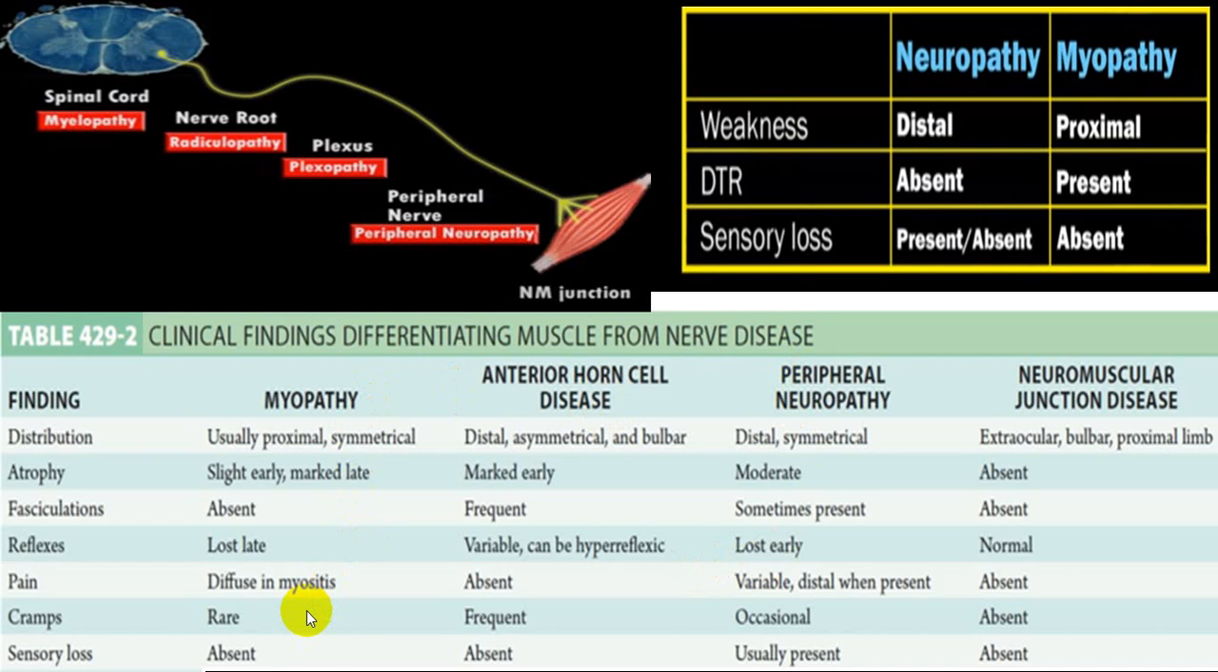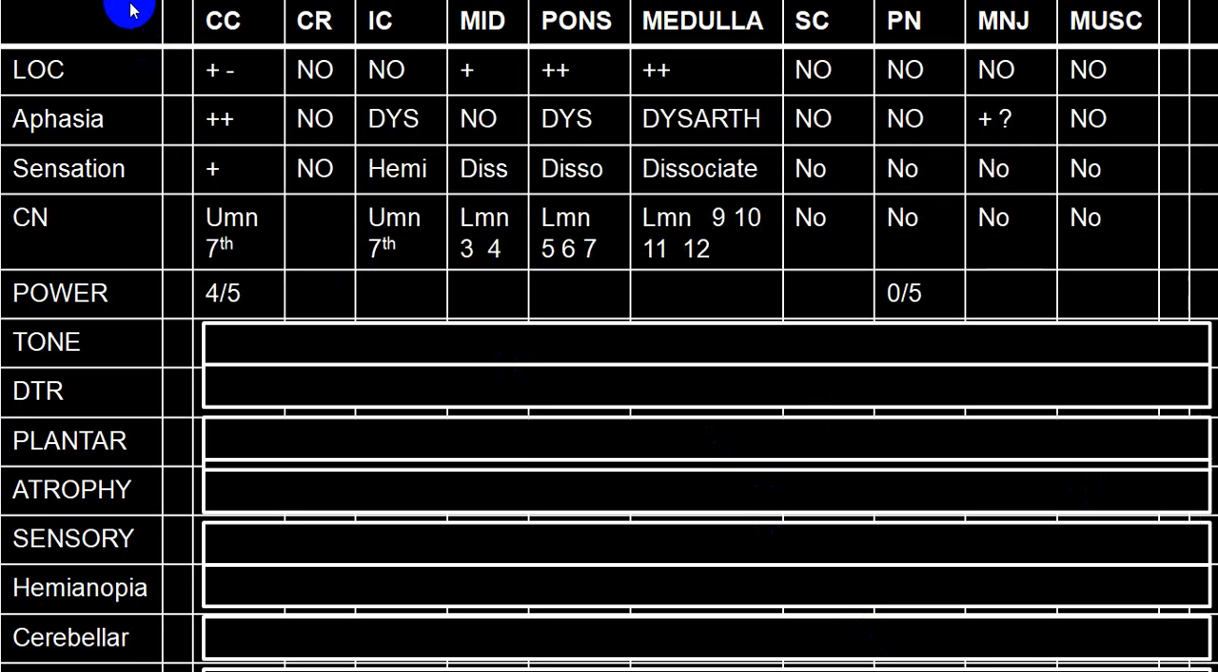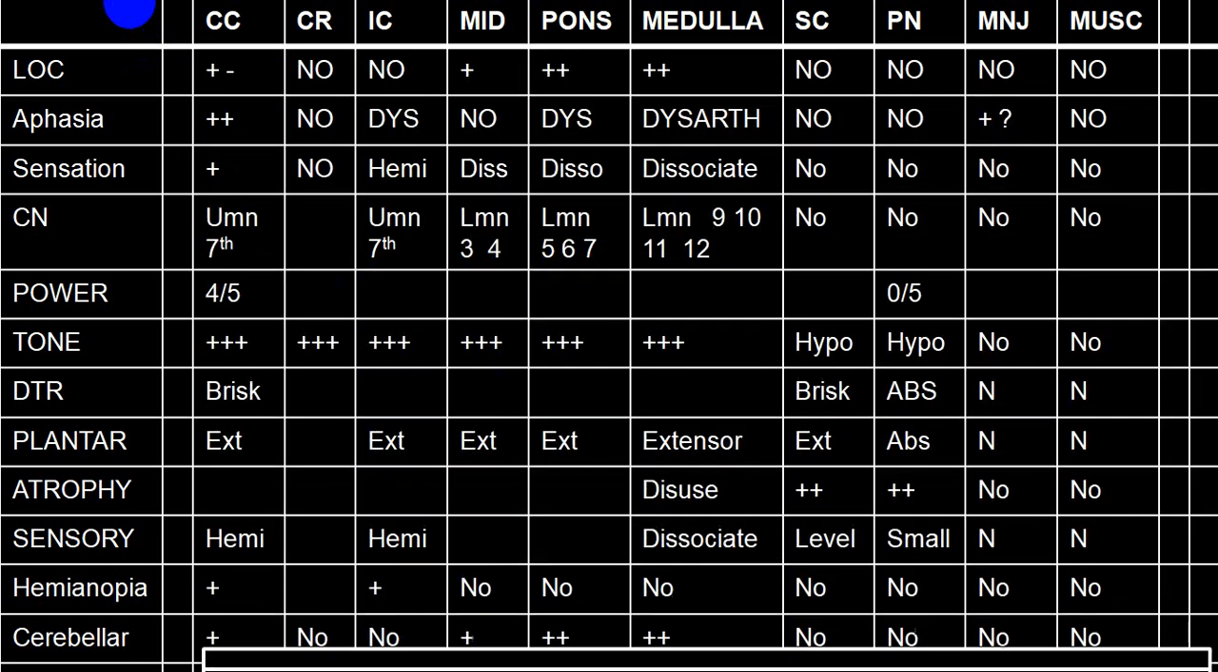And serum creatinine will be elevated in myopathy. Anterior horn cells may be slightly elevated. Peripheral neuropathy will be normal. Myoneural junction, it will be normal. So this becomes an important clue to differentiate between all. All those whatever we have mentioned, I've covered here. I'm just putting this at your leisure time. You can go through.